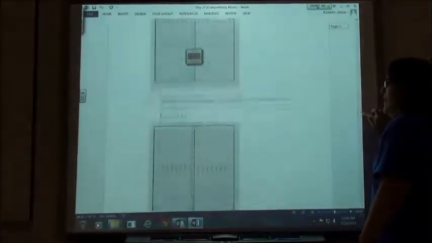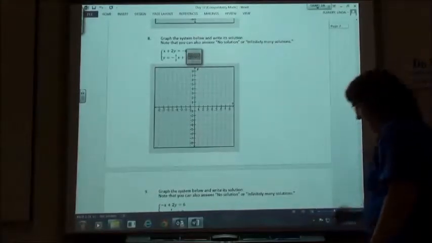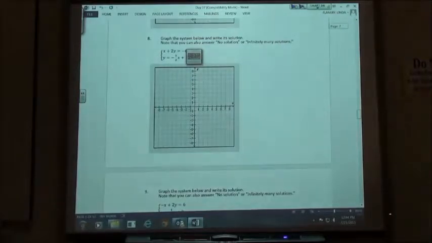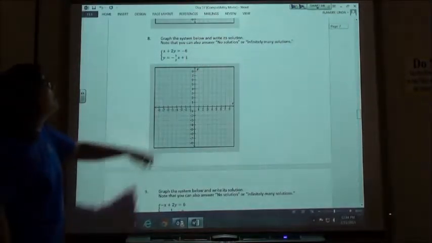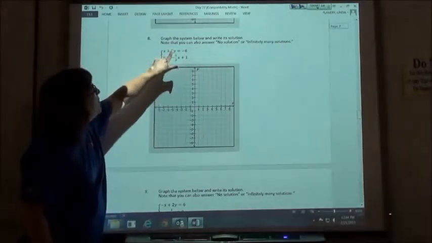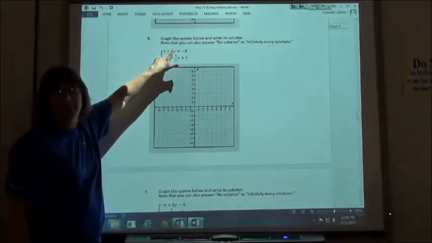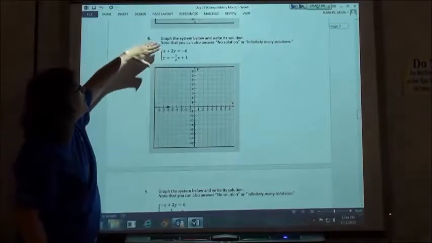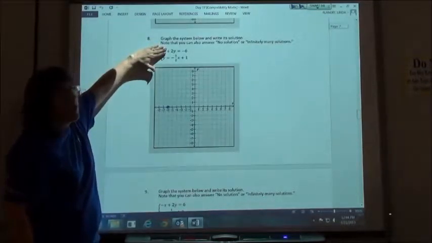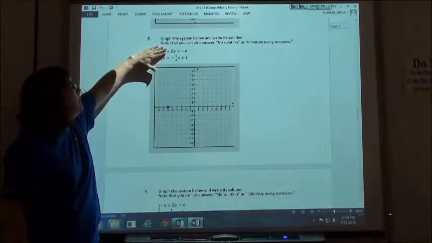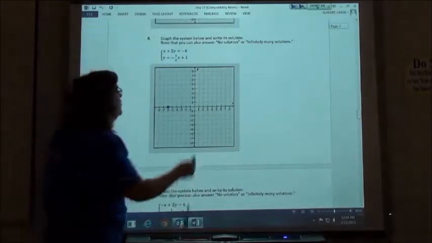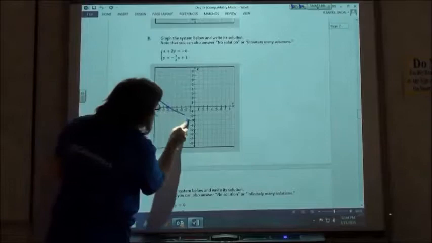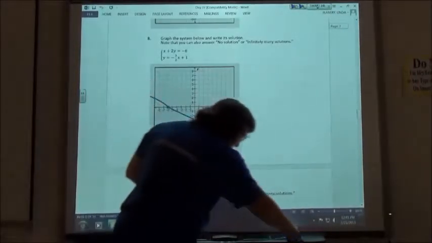Number 8. Then we have x plus 2y equals -6. So if we find our x-intercept, putting 0 in for the y, x equals -6. And if I find my y-intercept, putting 0 in for x, y is going to equal -3. -6 over 2 is -3. So again, try to draw your lines straight. Mine's not very good.